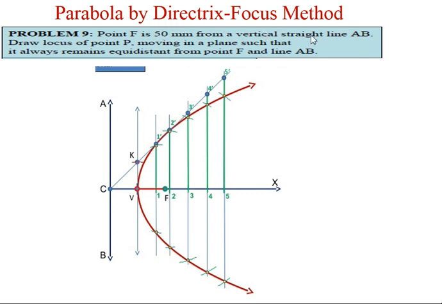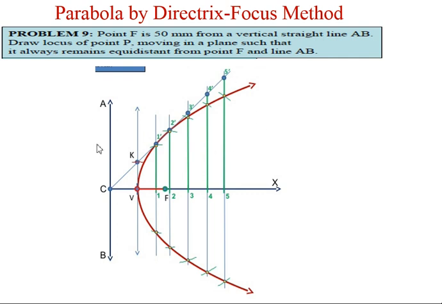Two inputs are given here. The vertical straight line AB is nothing but the directrix and F is nothing but the focus. The distance between them is 50 millimeter. This is one input, and another input is the eccentricity, which is equal to 1, given in the form of a condition. You can concentrate on this particular line: it always remains equidistant from point F and line AB.